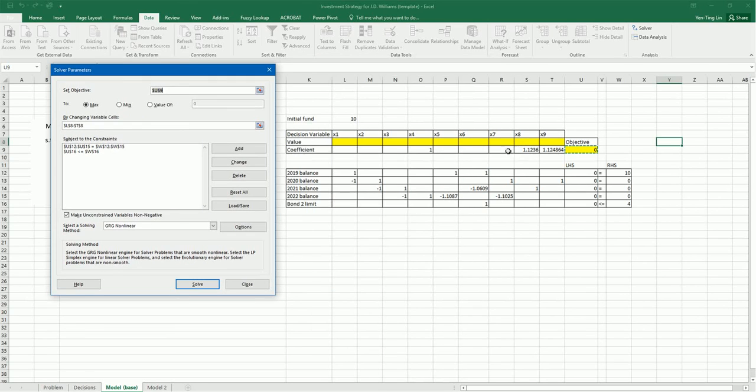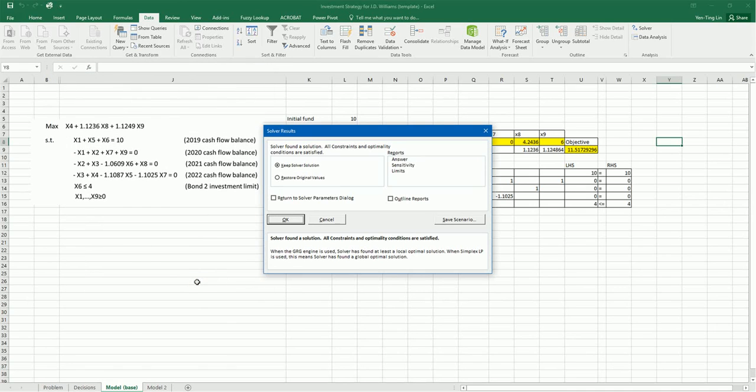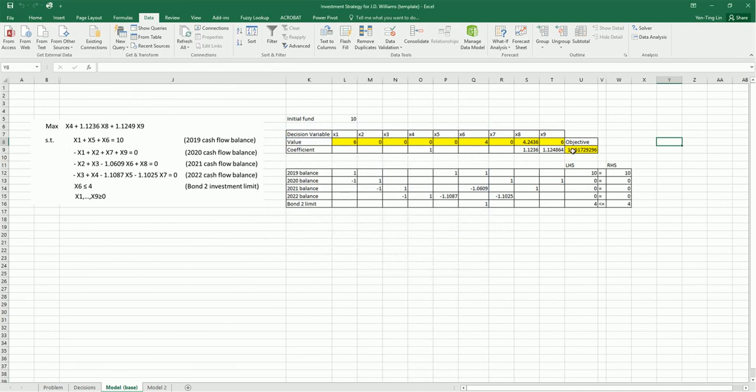So we have everything expressed in linear terms of those decision variables. So in this case, we can use Simplex LP. Click on solve. Here's the optimal solution.